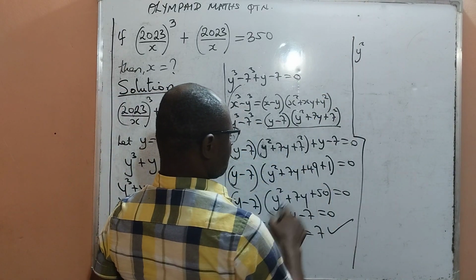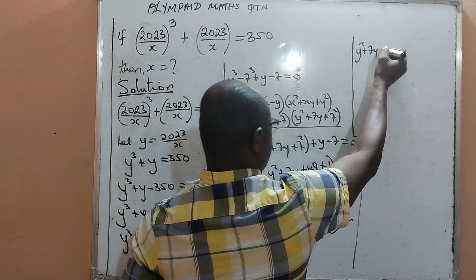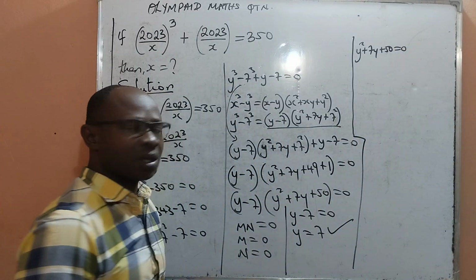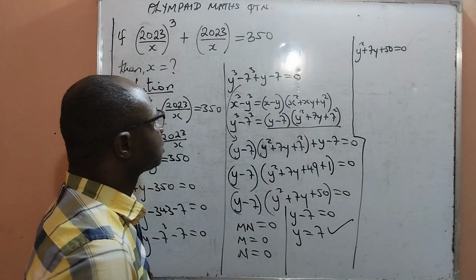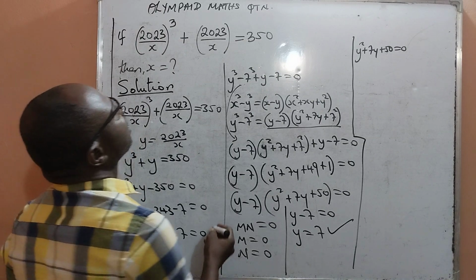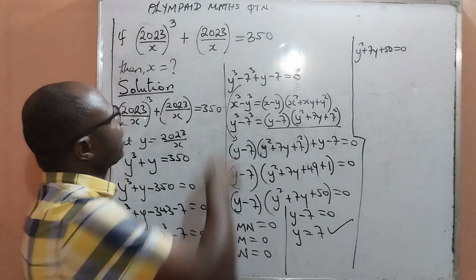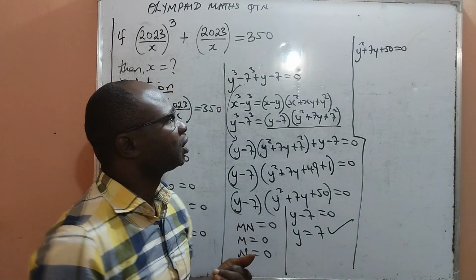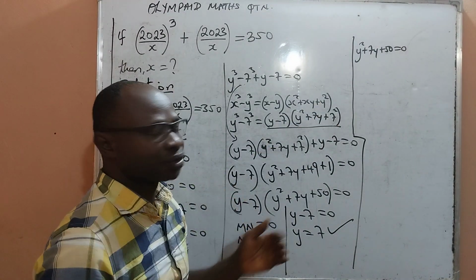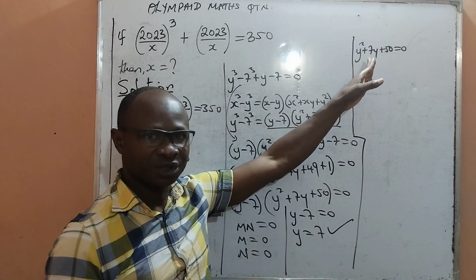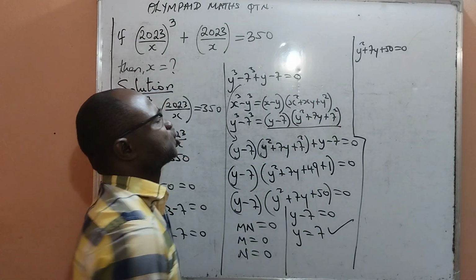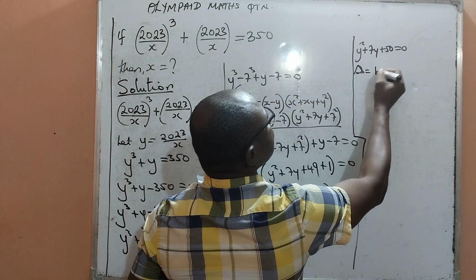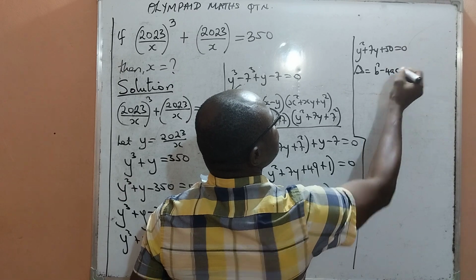y squared plus 7y plus 50 equal to 0. Since it is equal to 0, first and foremost, because I am more interested in real values of x, I want to see if this will give me a complex root or a real root. If it is a complex root, I will reject it. And how to check that quickly is to use the discriminant, which says b squared minus 4ac, okay?